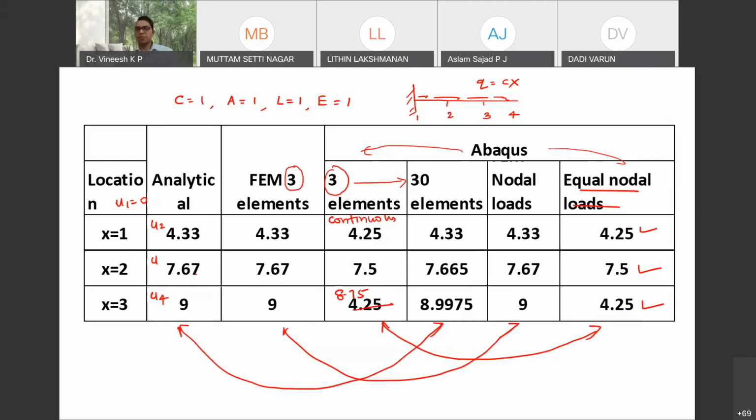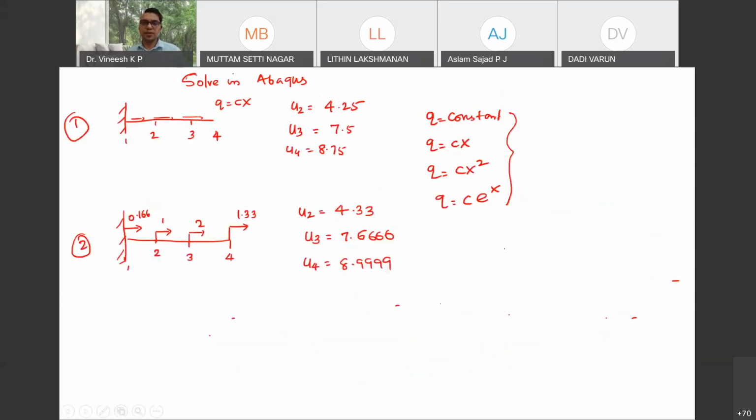So can you tell me what is your conclusion from here? Why are the results varying? Why is there a variation between these two results? If you look at these two results, why is there a variation between our FEM formulation and Abacus when you apply continuous load with 3 elements? Now are you able to identify why there is a variation? Can you just type the reason for variation?